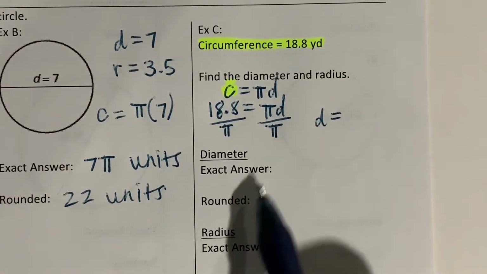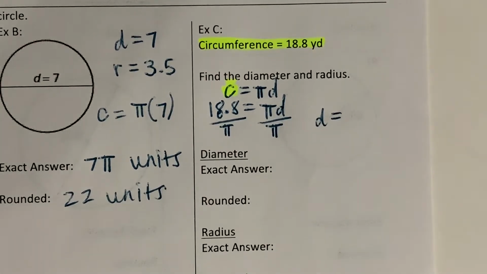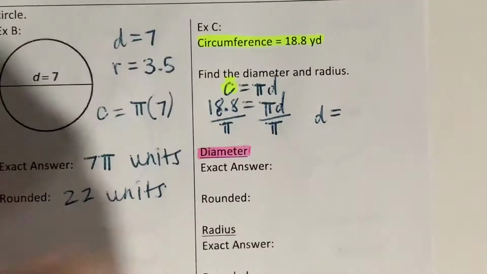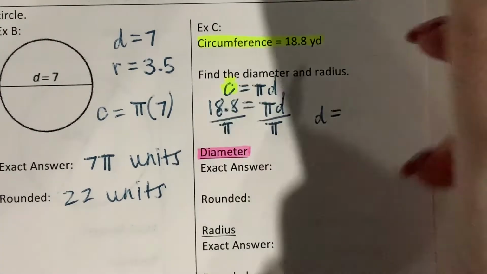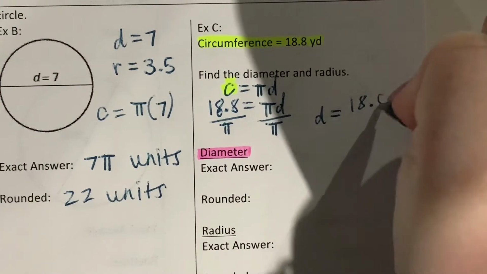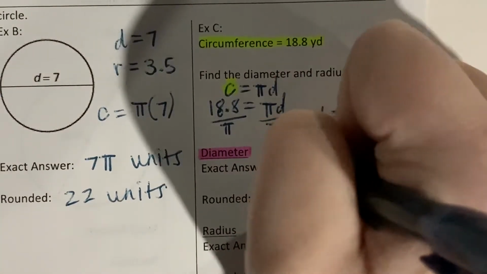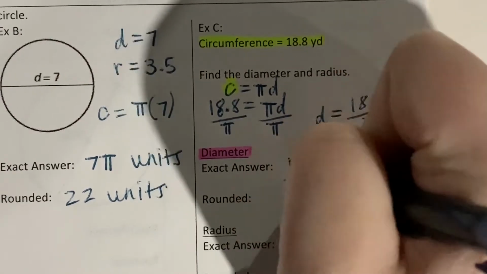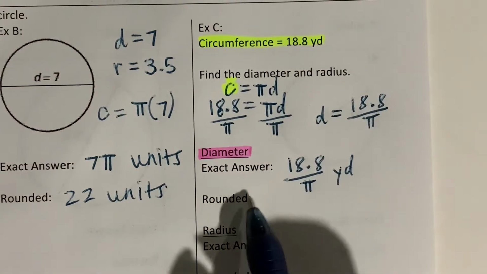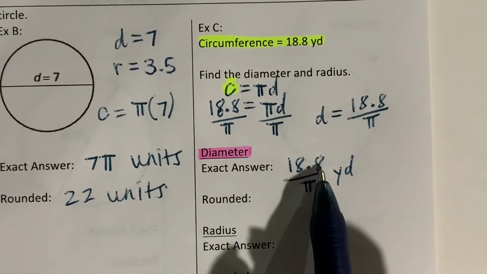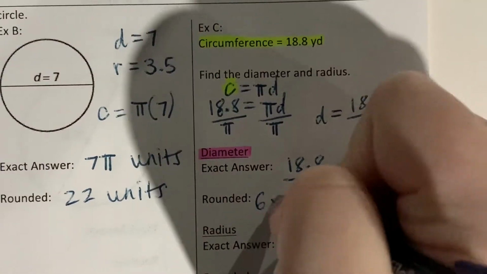And right here for diameter, it's asking for an exact answer and a rounded answer. So there's two parts for diameter. My exact answer, I can just write it here. We were doing 18.8 divided by pi. So I can leave the pi for my exact answer. So I'll have 18.8 divided by pi, and my units were yards. And then for the rounded answer here, I'll type 18.8 divided by pi. And when I do that, I get 6 yards.